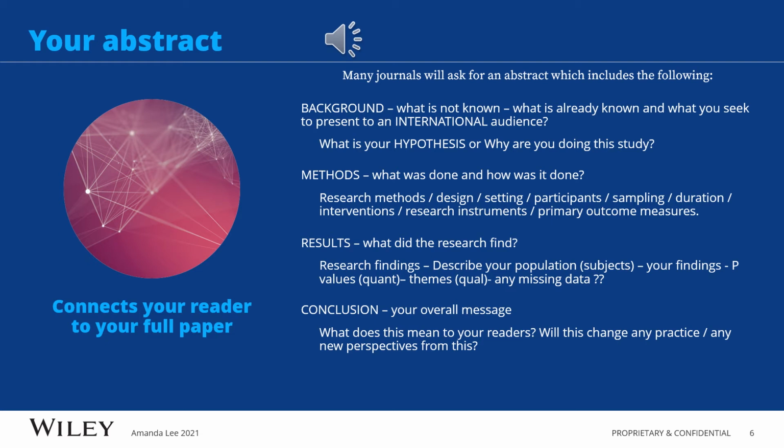The results section is just going to identify what the results found. So really a very, very brief snapshot of your research findings. It's going to describe the population. It's going to give us the p-values, for example, or the themes for qualitative research. And it's just going to give the reader an idea of what the study was about and what the study found.